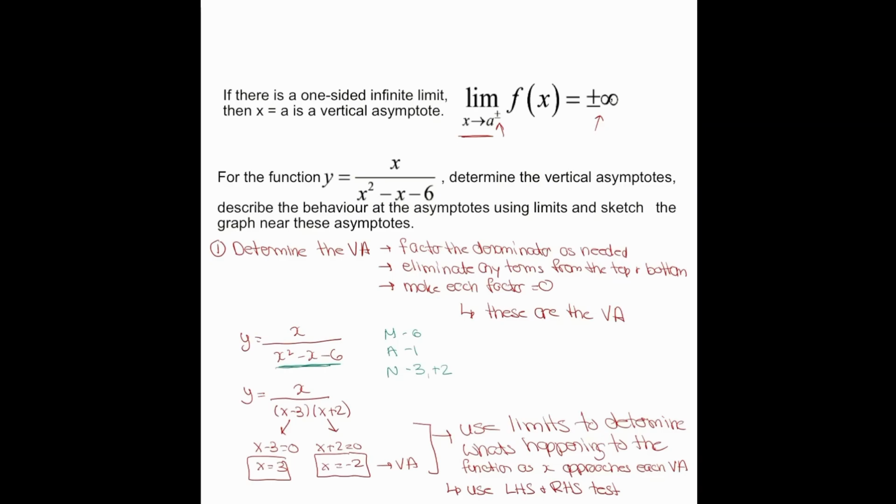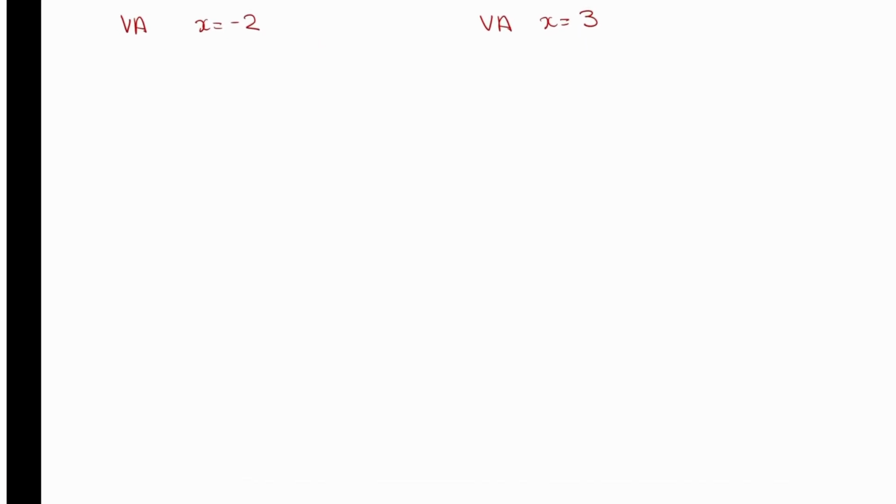Okay, so we know where our two vertical asymptotes are, at x equals 3 and x equals negative 2. We're going to use limits to determine what's happening to the function as x approaches each vertical asymptote, and we're going to use the left-hand side and right-hand side test to figure that out. I've added an extra page here so that I'm not squishing everything together. So let's take a look at what's happening to our vertical asymptote when x equals negative 2.